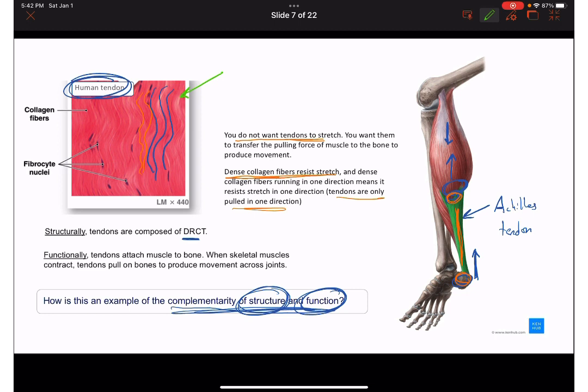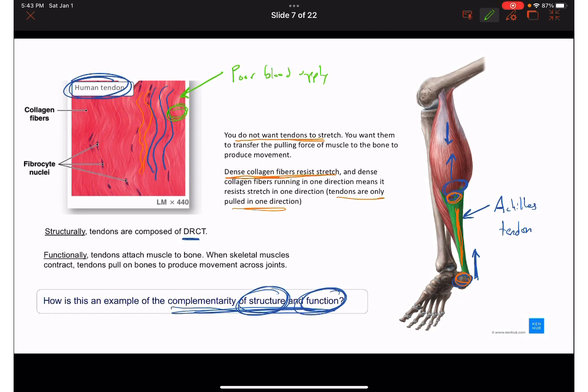So what does that imply about the blood supply there? Is dense regular connective tissue well vascularized? It's not. Dense regular connective tissue has a poor blood supply. There's just not any extra space in here for blood vessels to penetrate.